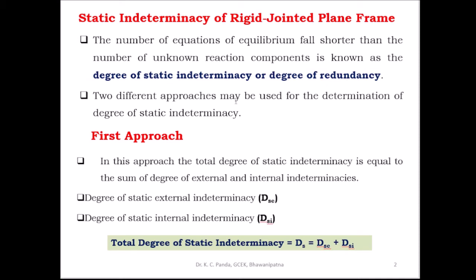The static indeterminacy of a rigid jointed plane frame can be determined by two approaches. In the first approach, we have to find out the degree of static external indeterminacy and the degree of static internal indeterminacy. So the total degree of static indeterminacy is ds = dse + dsi.